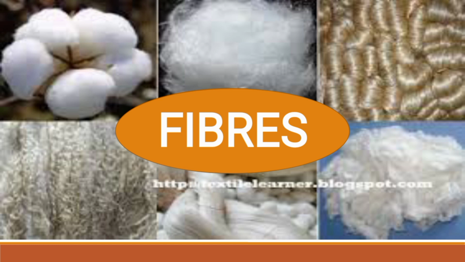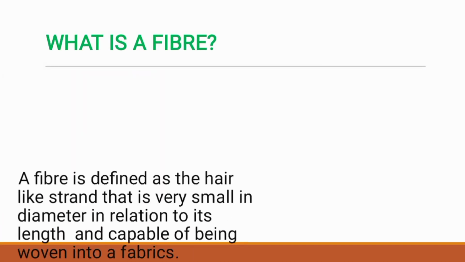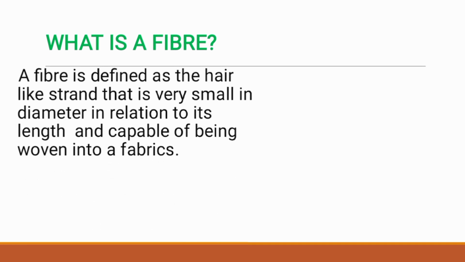What are fibers? The various groups, natural and synthetic. Then we'll go on to talk on each of them. So that will bring us to what is a fiber. Fiber is defined as the hair-like strand that is very small in diameter in relation to its length and capable of being woven into the fabrics.